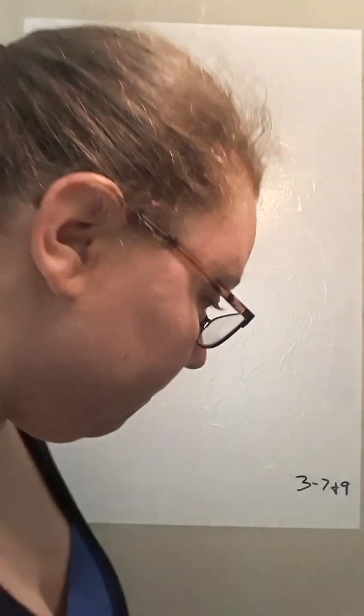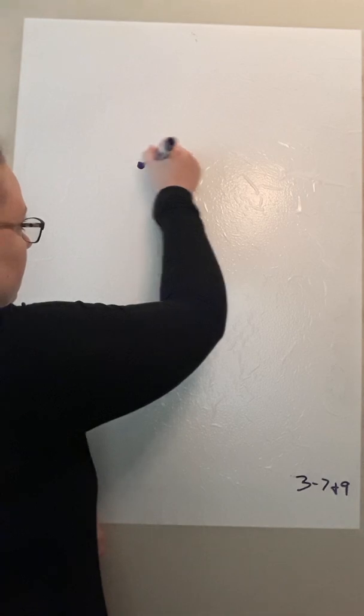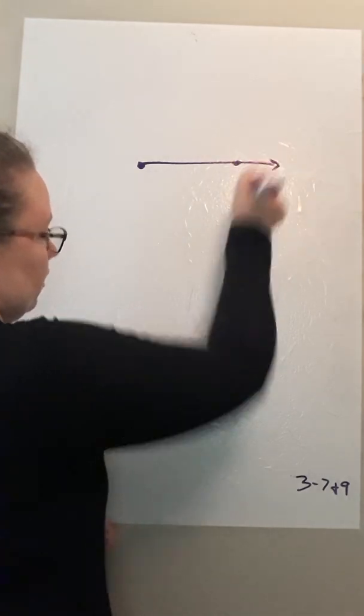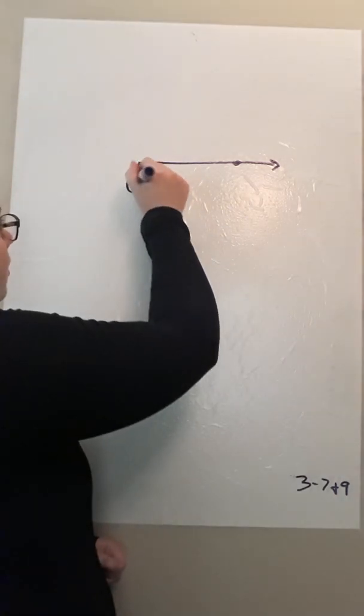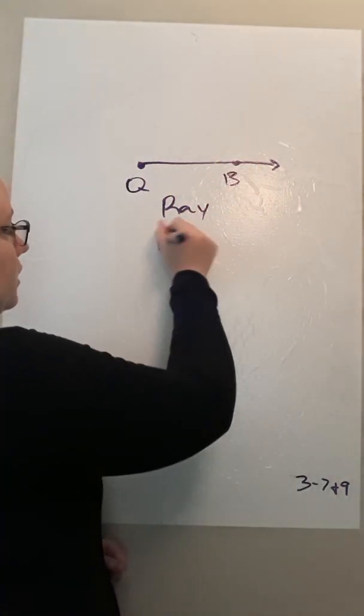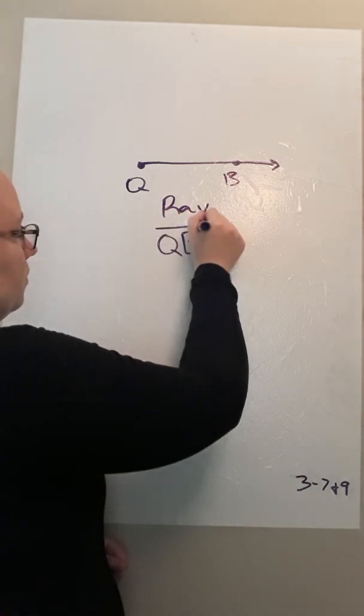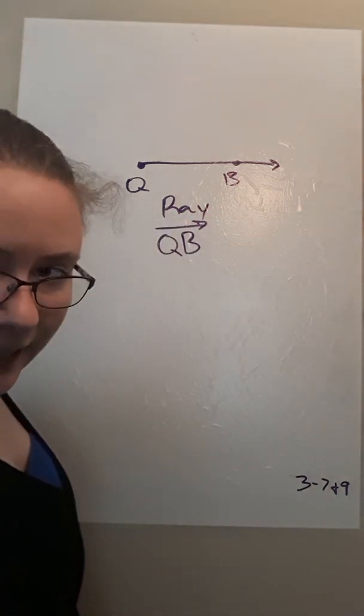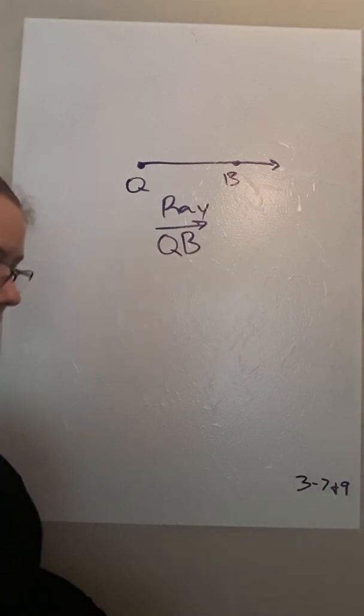All right. So number 3, identify this figure. Identifying the figure. Hope you all said it is a ray and named it QB with a line just like that. Okay, that's number 3. Quick, easy, simple. All right.